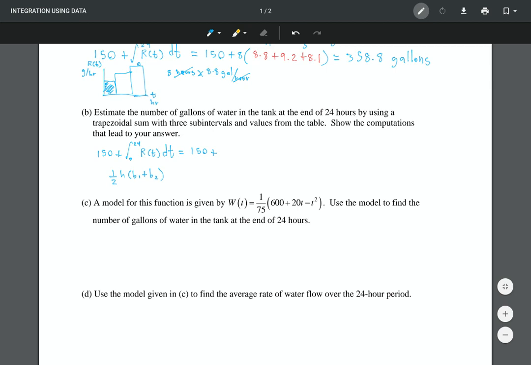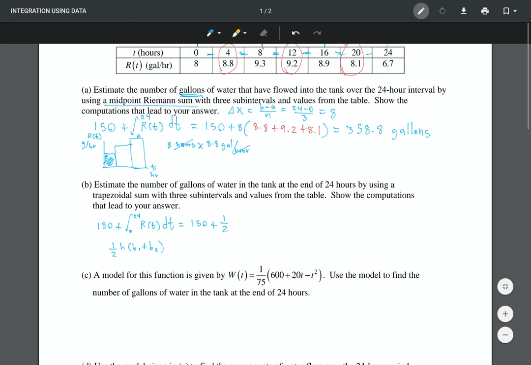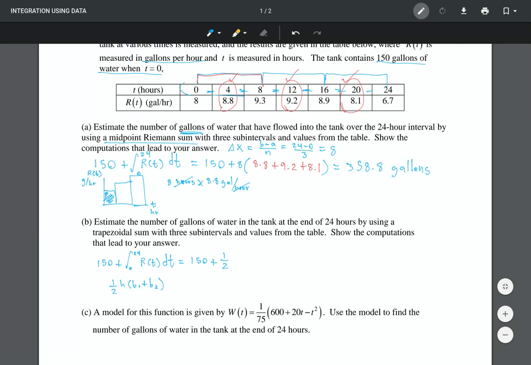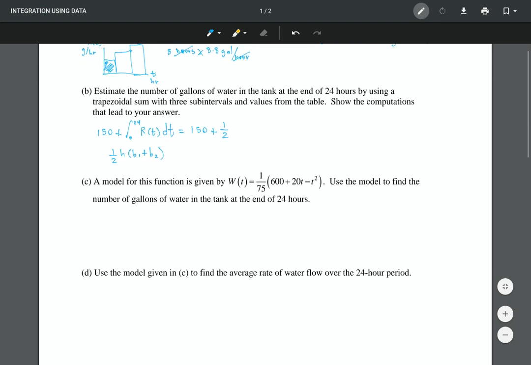So now the formula for this is going to be 1/2. Now the height for this, since we are talking about evenly spaced trapezoids, the height for all of these is going to be 8.